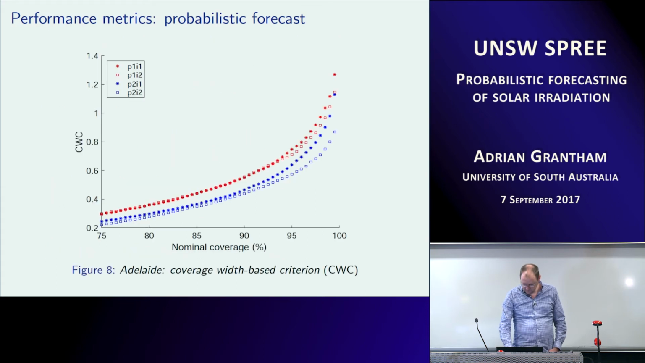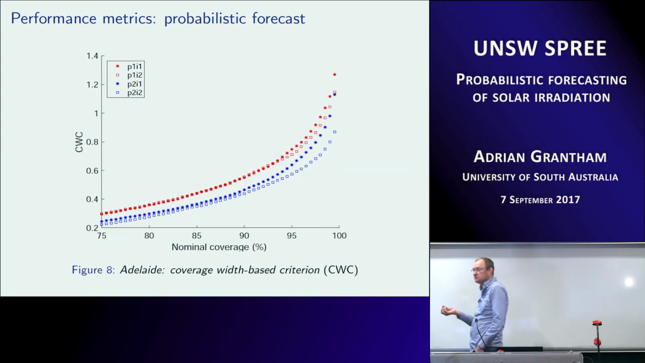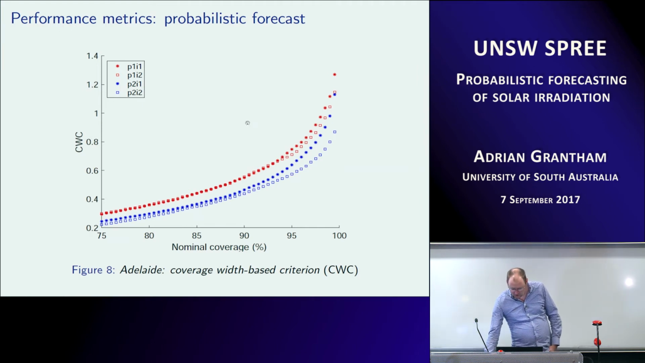And here we have some results. Along the x-axis we have our nominal coverage. That's the coverage that we're trying to get. Along the y-axis here we have our CWC metric. The key thing here is that the lower the better. Okay. So this is for Adelaide.